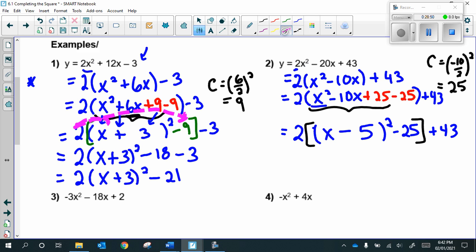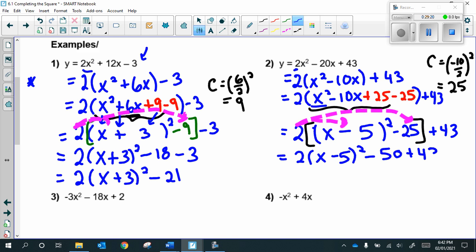Your next step is to distribute this 2 to the x minus 5 squared and the minus 25. So 2 times x minus 5 squared, we're just going to put 2 times x minus 5 squared. However, 2 times negative 25 is negative 50. So you can't just pull the negative 25 out. You have to multiply it by the 2 because it's in the brackets with the 2 out front. And don't forget plus 43.